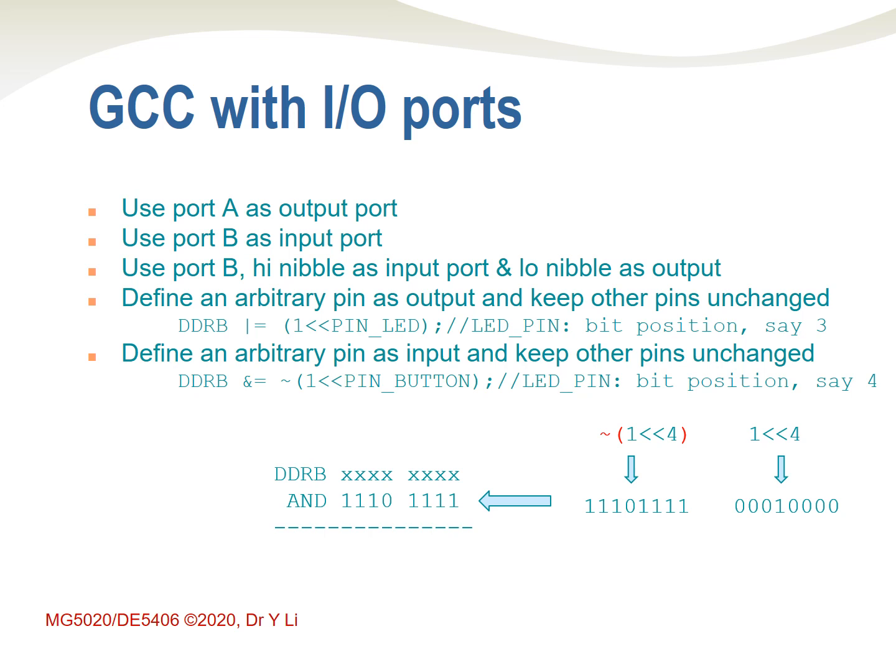So that 1 ANDed with the other bit, we keep the other bit unchanged, and only 0 ANDed with the other bit will become 0. The value now in DDRB will be 3 bits unchanged, that bit being 0, and the other bits unchanged. That means bit 4 has been defined as an input pin.